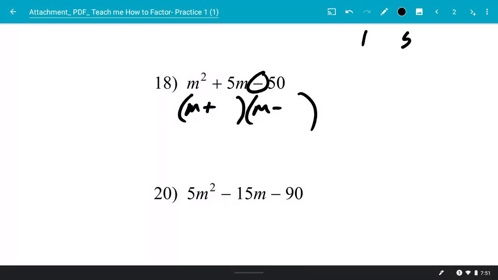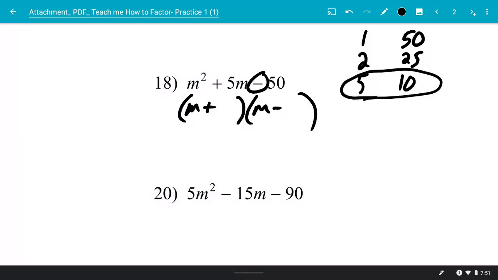Factors of 50. 1 and 50. 2 and 25. 3, 4, 5, and 10. Which of those come together with opposite signs to get me a 5? Larger number gets the sign from the middle, so 10 will be positive. Boom. Now, what are my solutions here? Remember, they're opposite of what you see, so it'd be a negative 10 and a positive 5 would be my solutions.